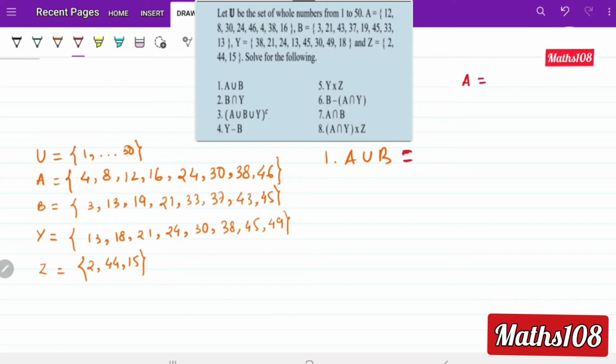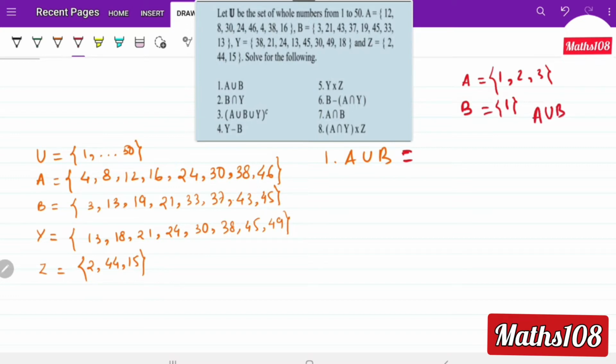Consider this: A equal to 1, 2, and 3, and B is equal to 1 and 4. Then A union B: there is a common term 1, right? So we need to write 1 only once, then 2, 3, and 4. This is A union B.